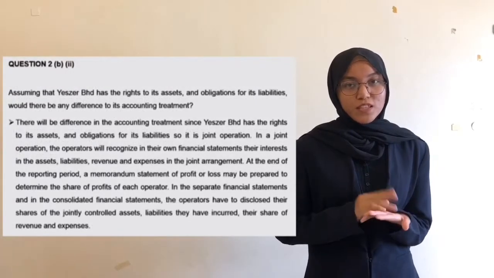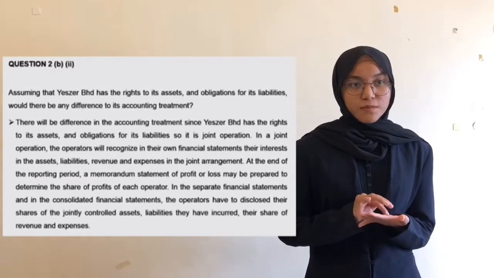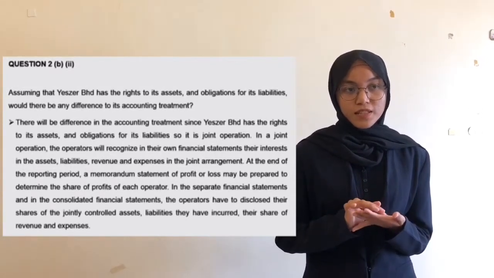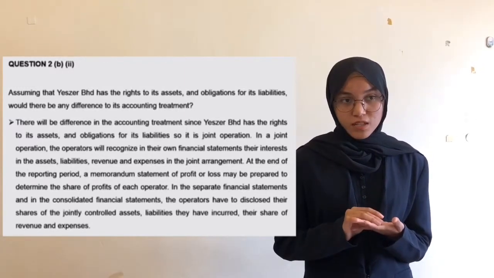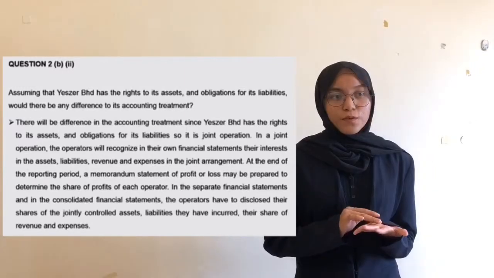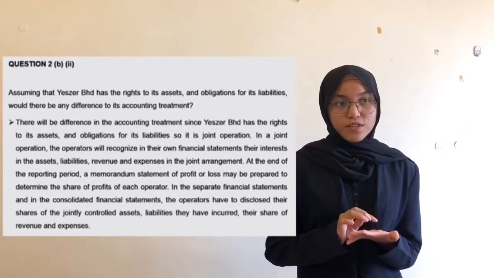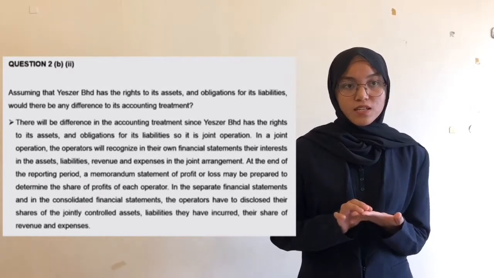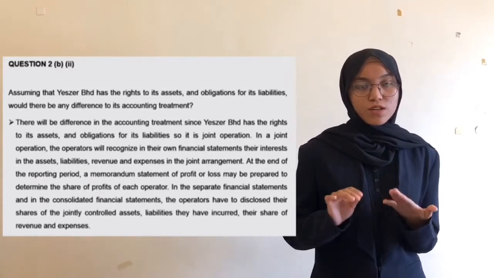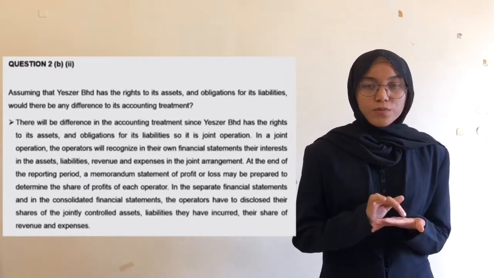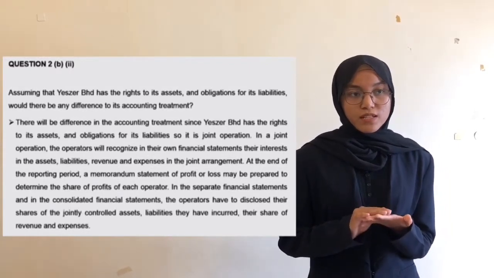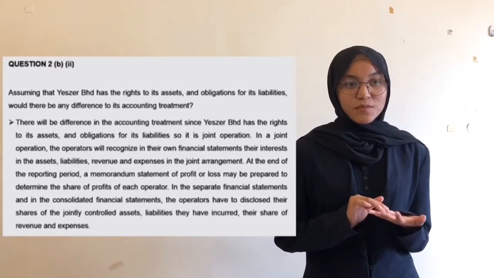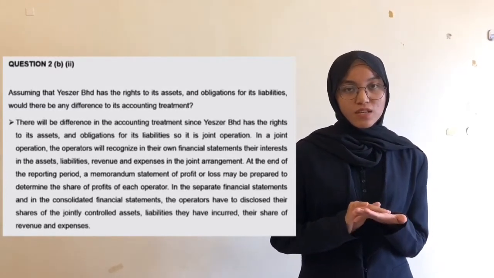Next, question 2B2. Assuming that Yasser Berhad has the rights to its assets and obligations for its liabilities, would there be any difference to its accounting treatment? There will be a difference in the accounting treatment since Yasser Berhad has the rights to the assets and obligations for its liabilities, so it is a joint operation. In a joint operation, the operators will recognize in their own financial statements their interest in assets, liabilities, revenue and expenses in the joint arrangement.